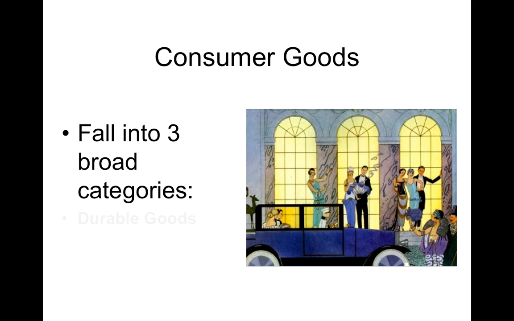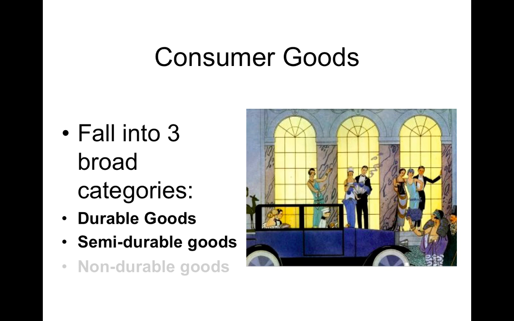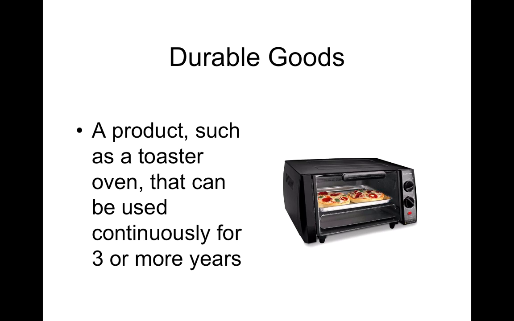Consumer goods fall into three broad categories: durable goods, semi-durable goods, non-durable goods. When you think about the Constitution, we talk about the Constitution being an enduring document because it's lasted over 200 years, so something durable is long-lasting. When we talk about durable goods, we want a product such as a toaster oven, a washing machine, your house, your car, that can be used continuously for 3 or more years. That's the cutoff line. You live in your house continuously. It's not something that you're visiting once a month.